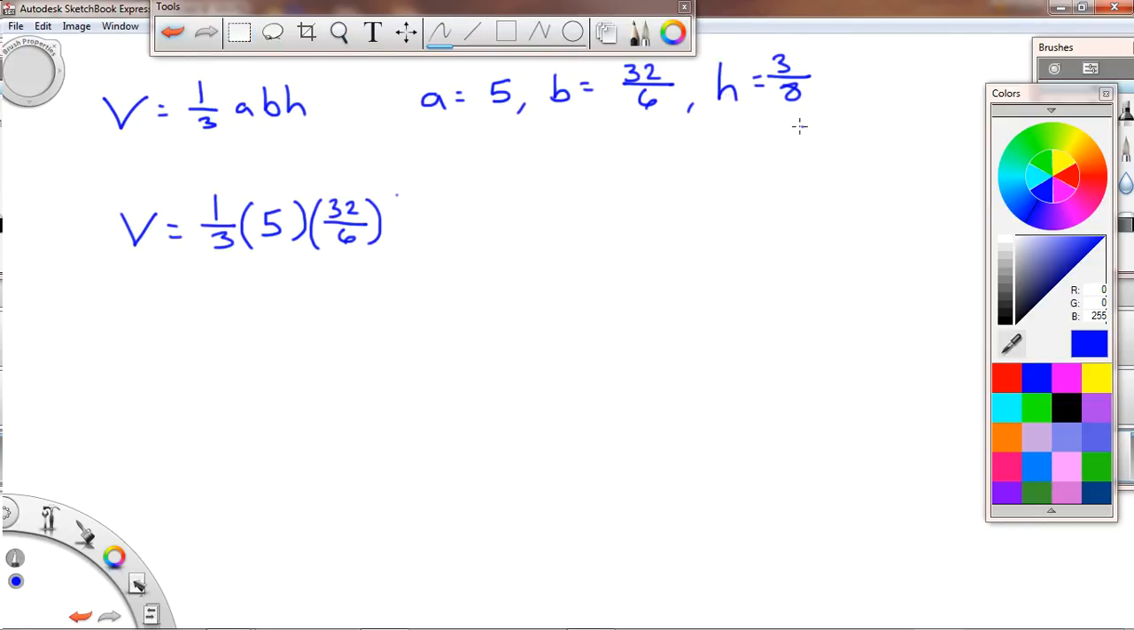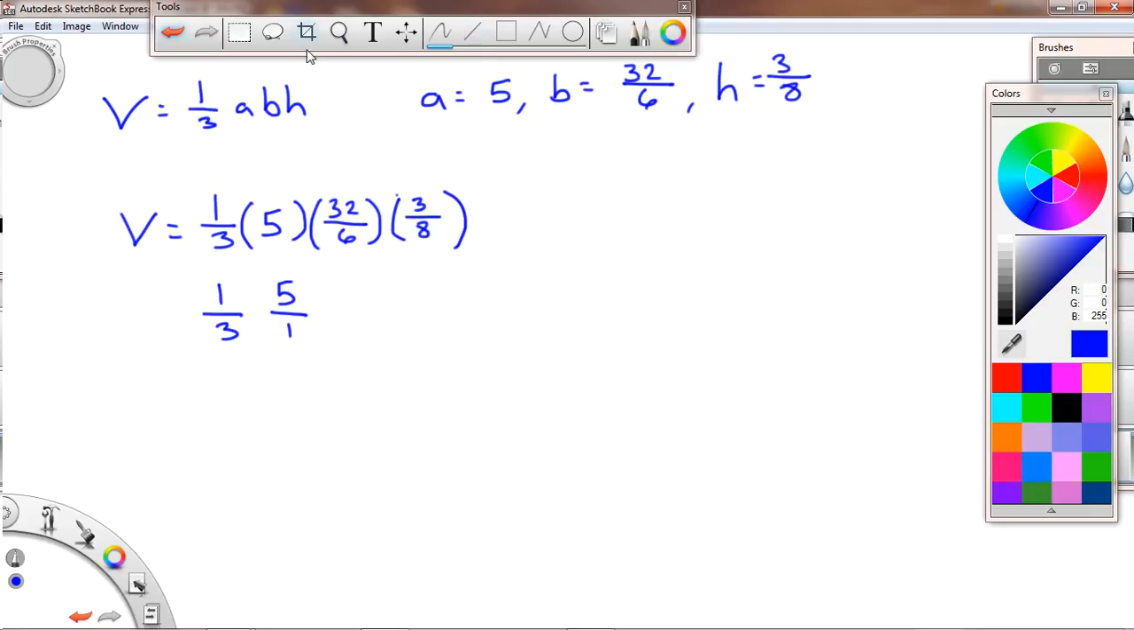H is equal to 3/8. Oh, okay. So we've got a lot of multiplication going on here. We've got 1/3 times 5 times 32 over 6 times 3/8. All right, well, let's just work it down step by step. We'll start with 1/3 times 5, which is going to be 5 over 1.